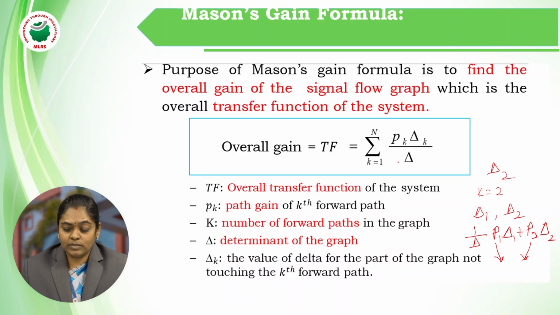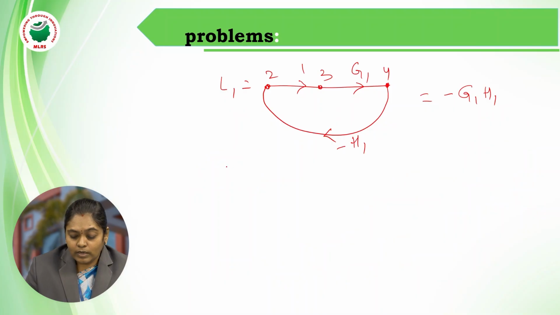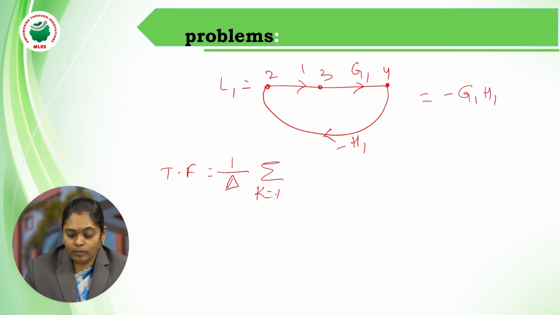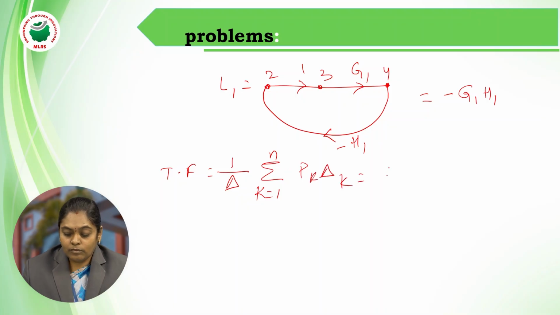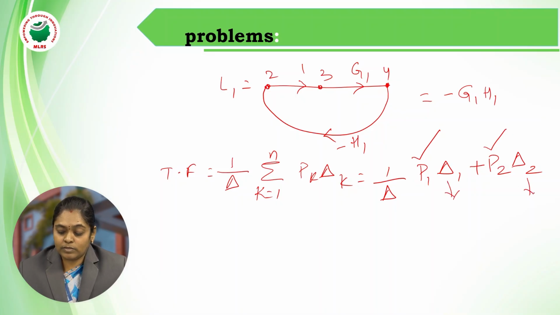So the transfer function is Pk delta k. As I told you, in this question there are two forward paths. So I can write the transfer function as 1 by delta, sigma k equal to 1 to n, where n is the number of forward paths. As I have two forward paths, I can write this as 1 by delta, P1 delta 1 plus P2 delta 2. The unknown things are what is meant by delta 1 and delta 2.